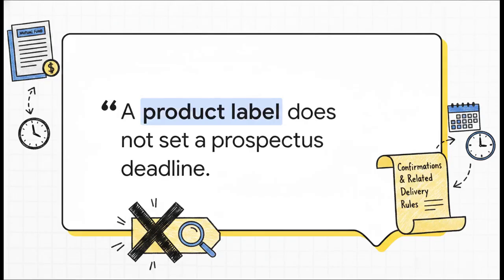And here is another massive exam trap that trips people up. A product label does not set a prospectus deadline. You match the mutual fund with its prospectus, yes, for sure, but the product label itself doesn't replace the separate conditions that dictate the exact deadline. Why? Well, because the actual execution of the sale or the distribution mechanics dictates the timeline, not just the name on the product. Please don't let the exam trick you into thinking the label sets the clock.